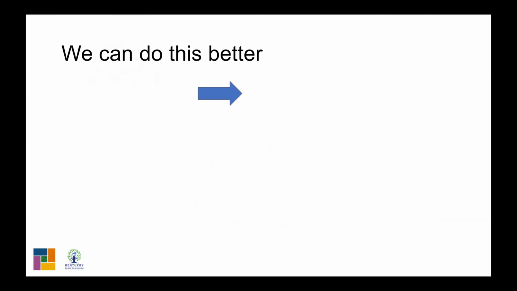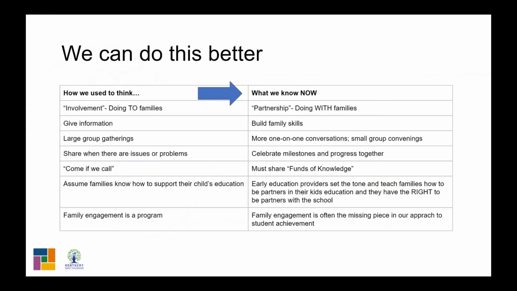We can do this better. How we used to think versus what we know now. Involvement. We used to really think about partnering with families as a doing to families, information they need to absorb from us, events that we would hold and sit and get. So they come and learn from us, but we don't get a whole lot from them. We want to move to systems where we're partnering with families. We're doing with families. We're educating their child with them rather than a service that they're receiving.